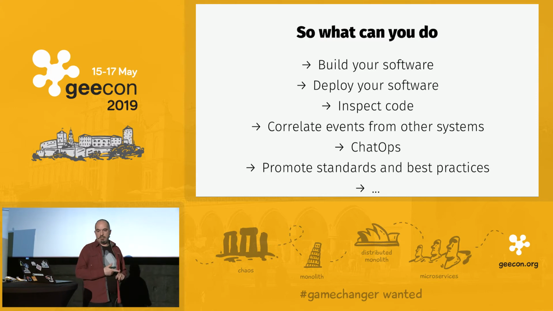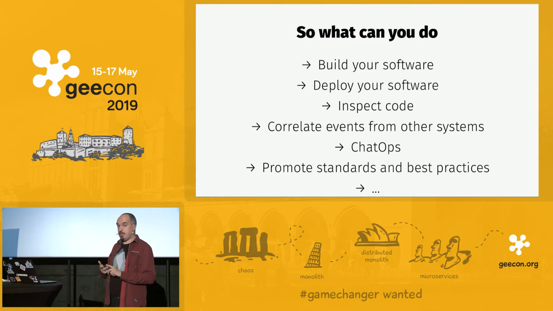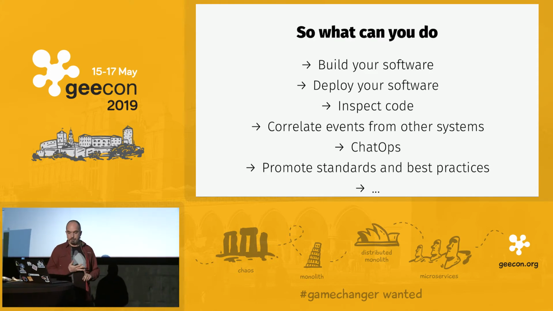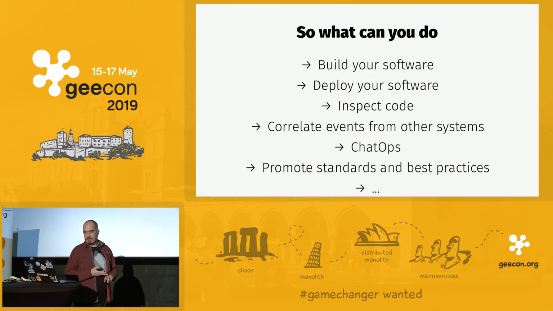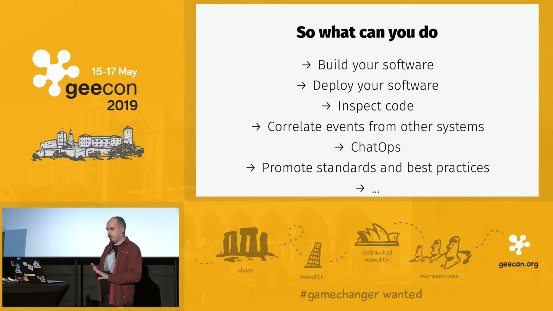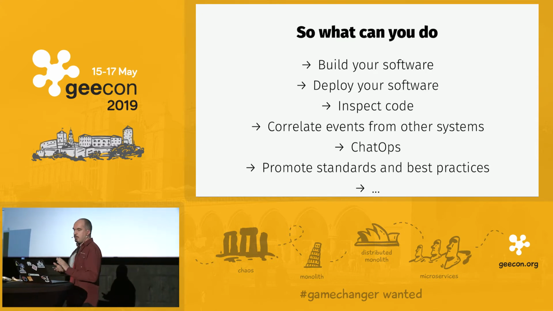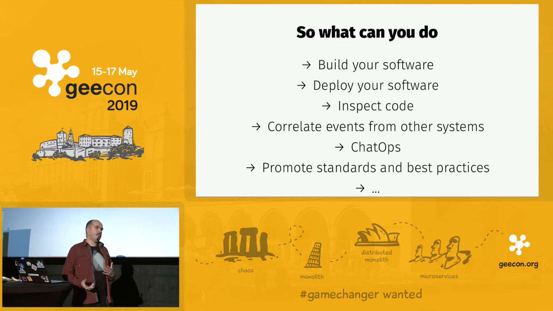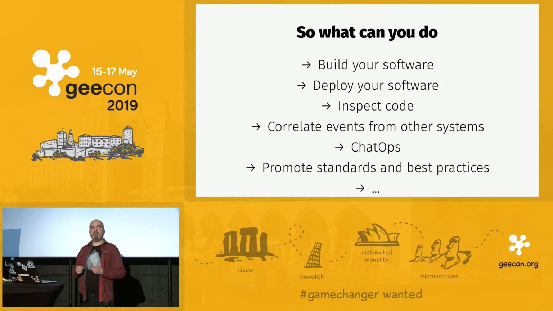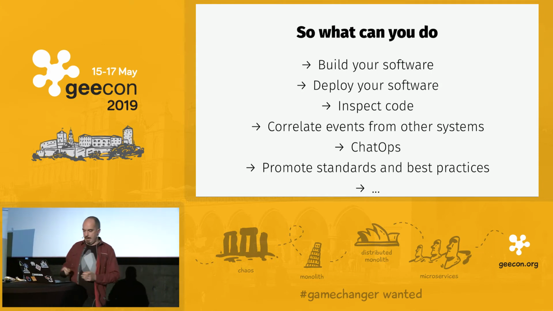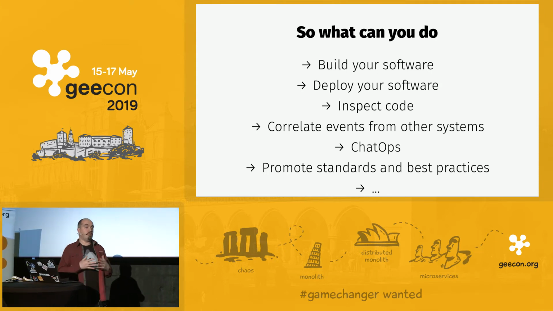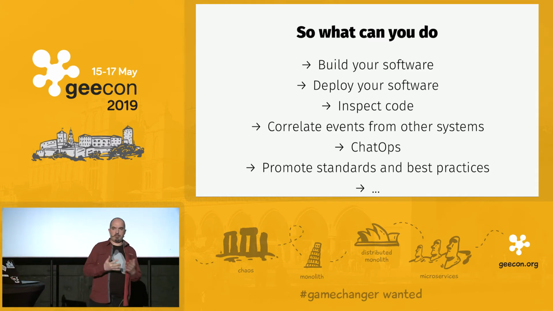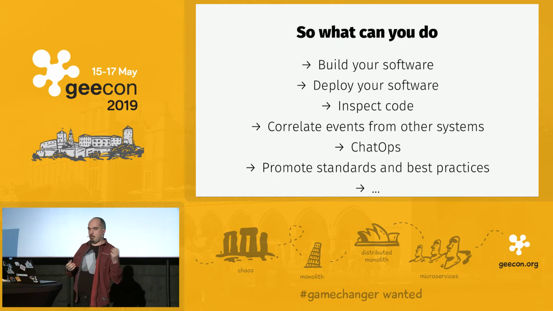So what can you do with Atomist? You can build your software, you can deploy your software, which I've shown you. You can inspect code. I'll show you something after this that really is very interesting for that. You can correlate events from other systems. So if you have external systems, monitoring systems, it can actually capture those events and act upon those events. So for example, if you have stability monitoring of your own application, it can correlate those events.